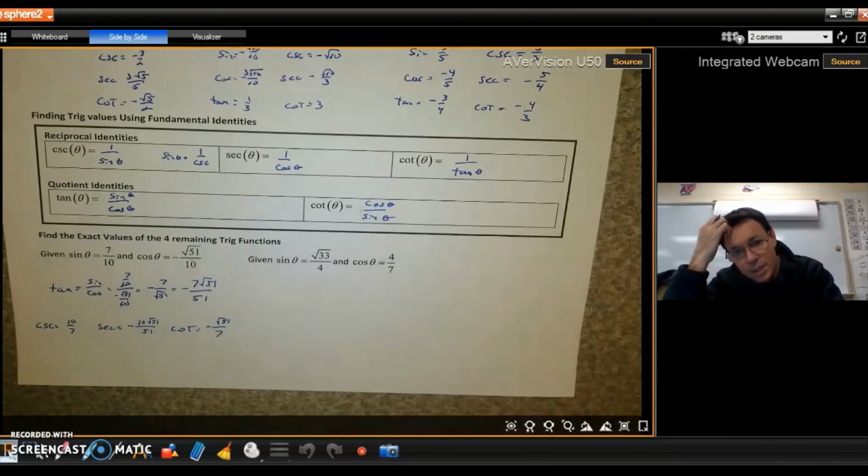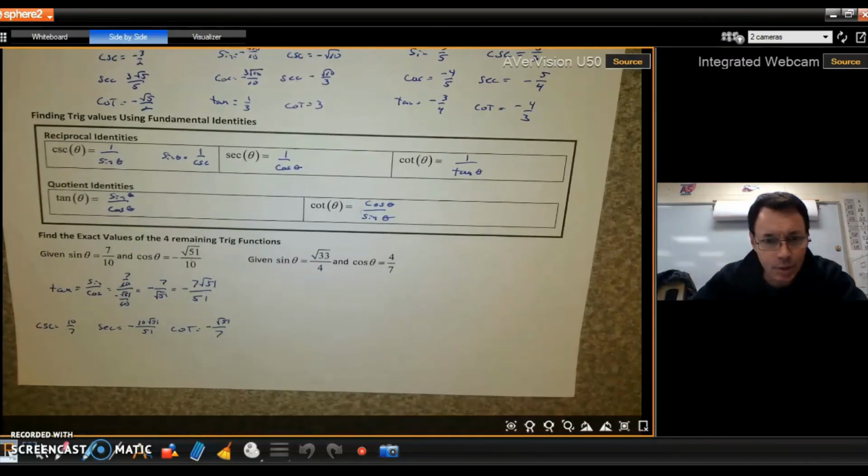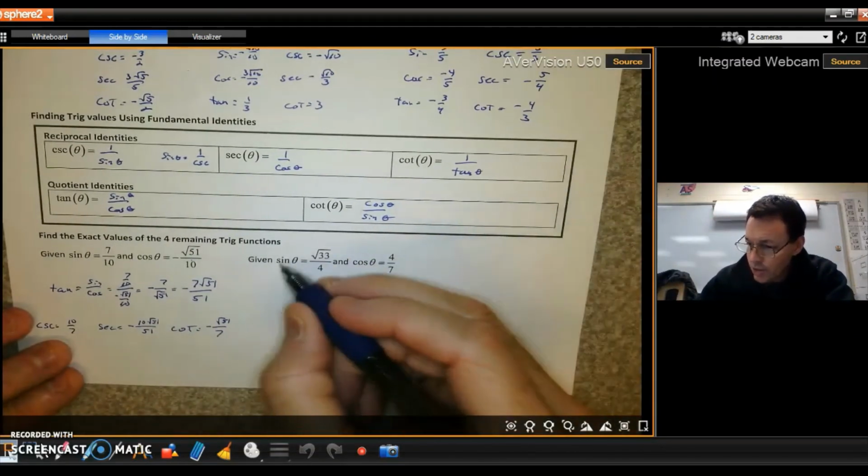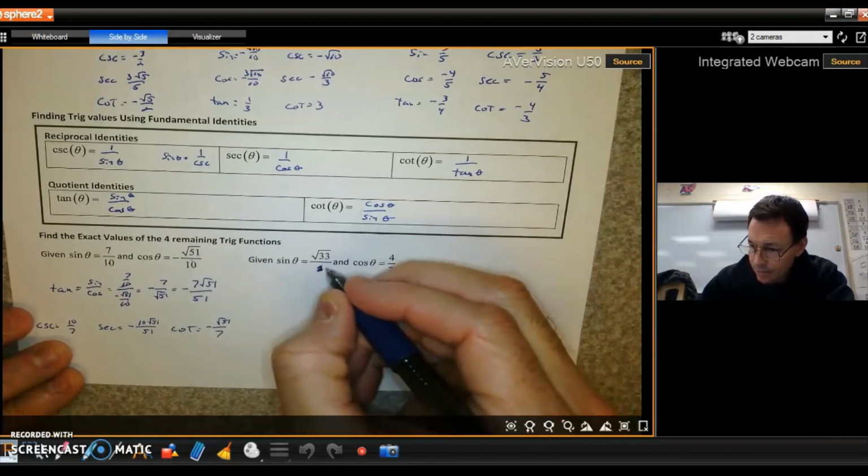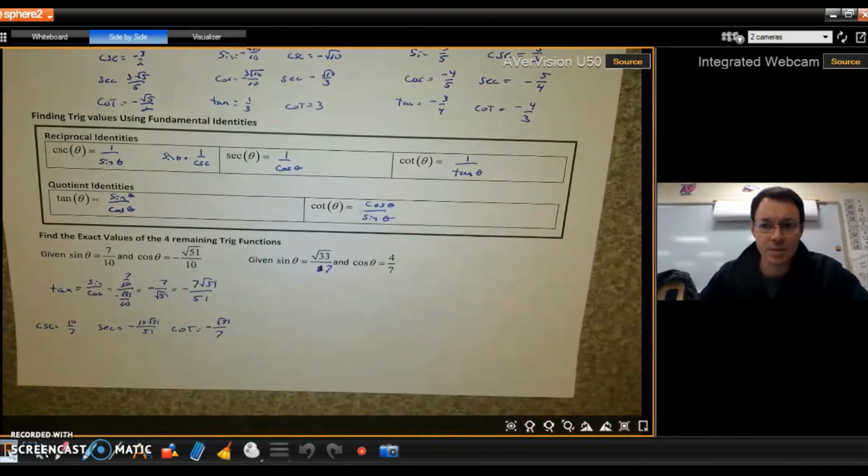Okay. The next one, there is a typo on. Your sine and cosine have to have the same denominator. That's the hypotenuse, so they have to be the same. You can't have one triangle with 2 different hypotenuses. Hypoteni? Something like that. All right.